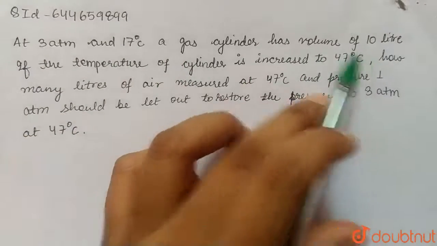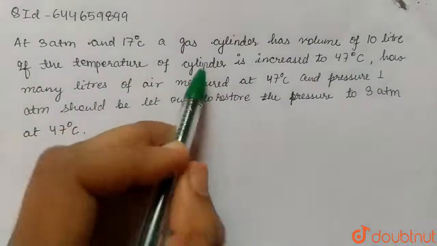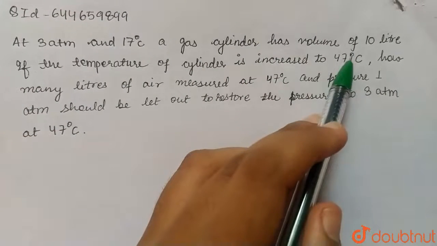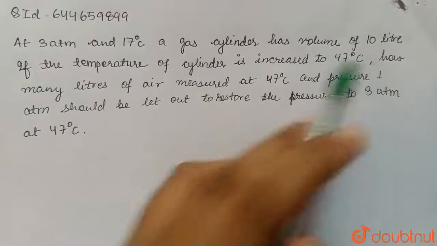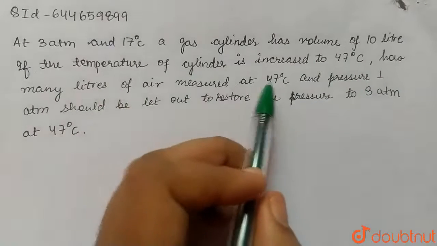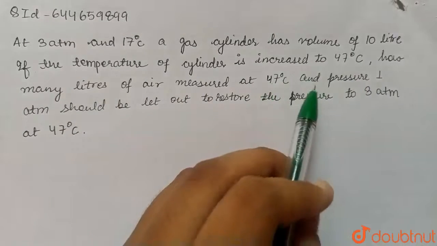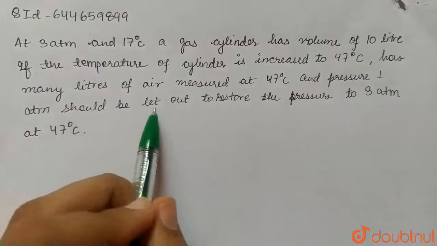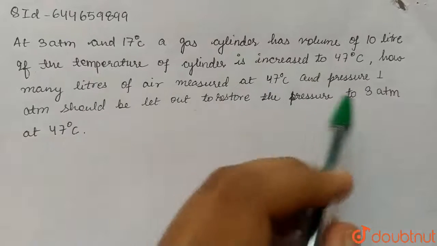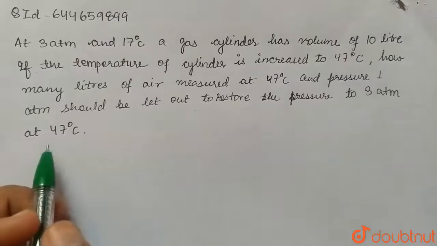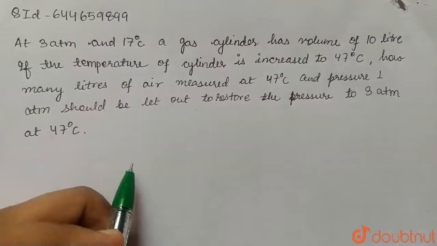Hello students, today our question is: at 3 atm and 17 degrees Celsius, a gas cylinder has a volume of 10 liters. If the temperature of the cylinder is increased to 47 degrees Celsius, how many liters of air measured at 47 degrees Celsius and pressure 1 atm should be let out to restore the pressure to 3 atm at 47 degrees Celsius.